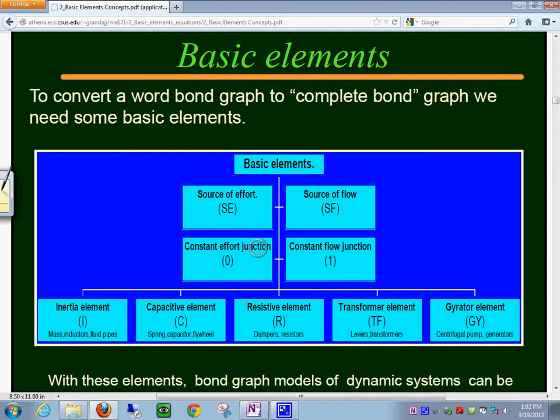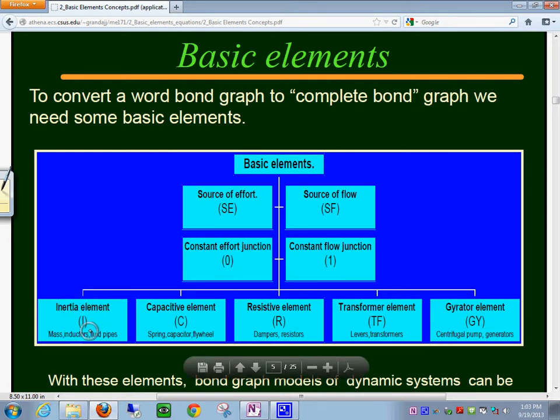You also have these junctions, this 0 and 1. So either the junction has a constant effort or a constant flow, depending on what it is. You lose one of those. So 9 elements, 4 of them are off the bat very easy to understand. Okay, and then we have the rest, the other 5 on the bottom. What is it like? What is the purpose of each one of these?